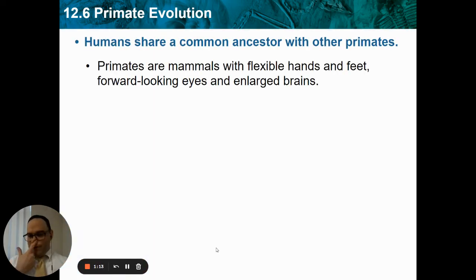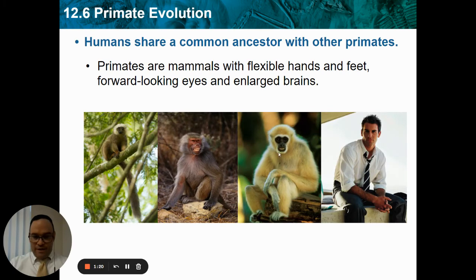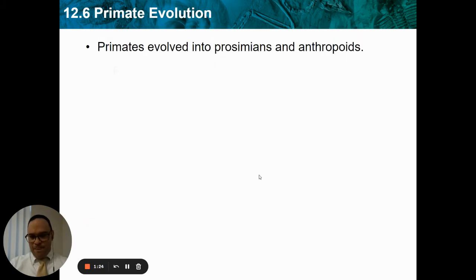So there are some characteristics we have that they have. We have flexible hands and feet, forward-looking eyes, and large brains. And here are some pictures of us, just hanging out doing selfies, I guess.